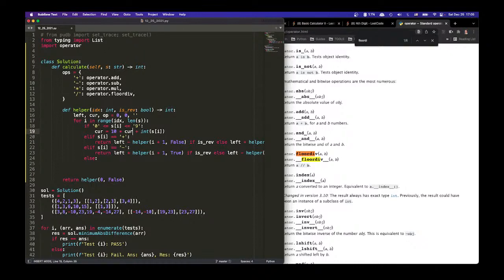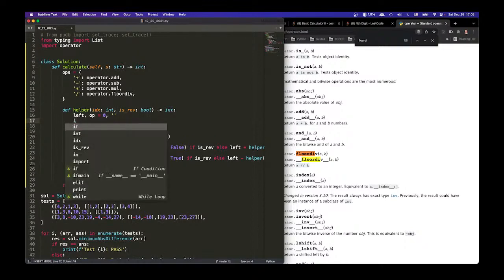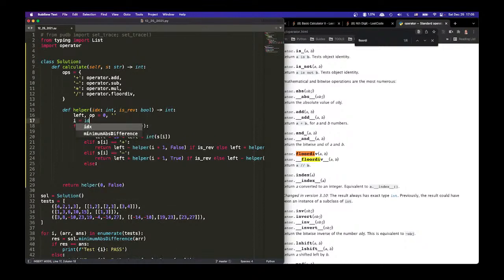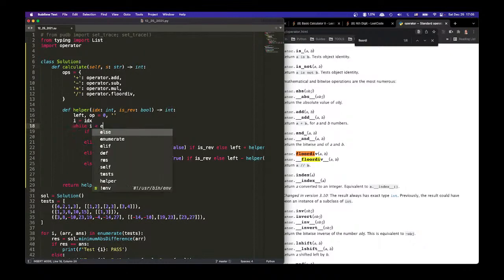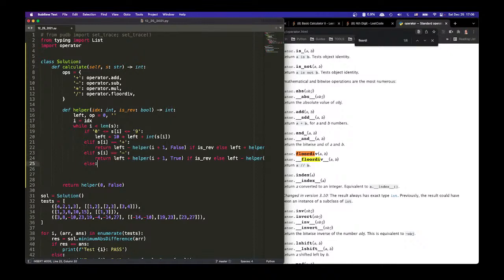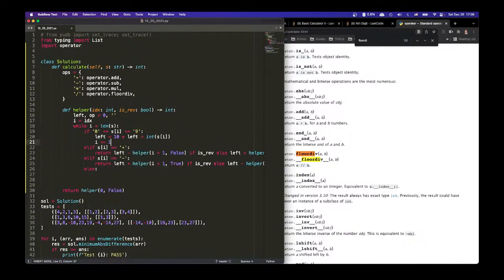I don't like it. I still like left, and I'd like to do it this way. No, index. While I smaller than len s, I like to do it this way. Okay, so if it's if, elif, elif, else. Okay, go I plus equal 1 here, right? And so on, else.